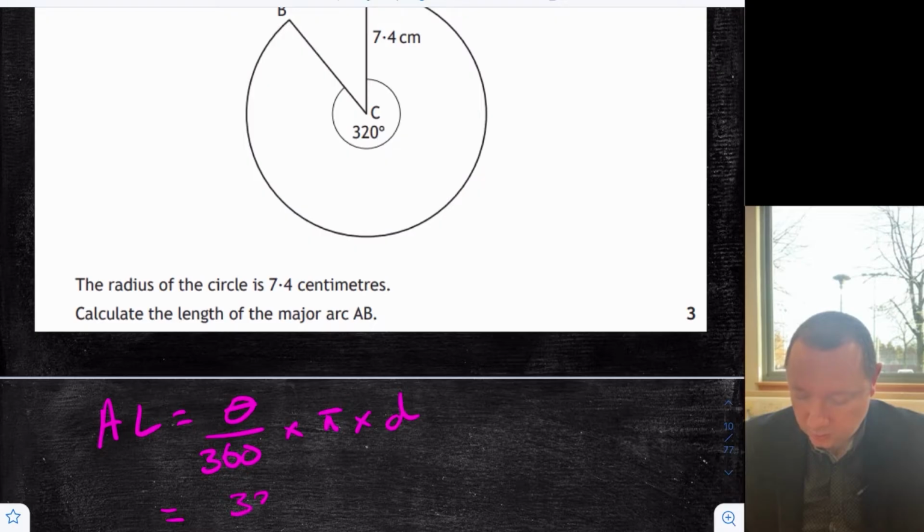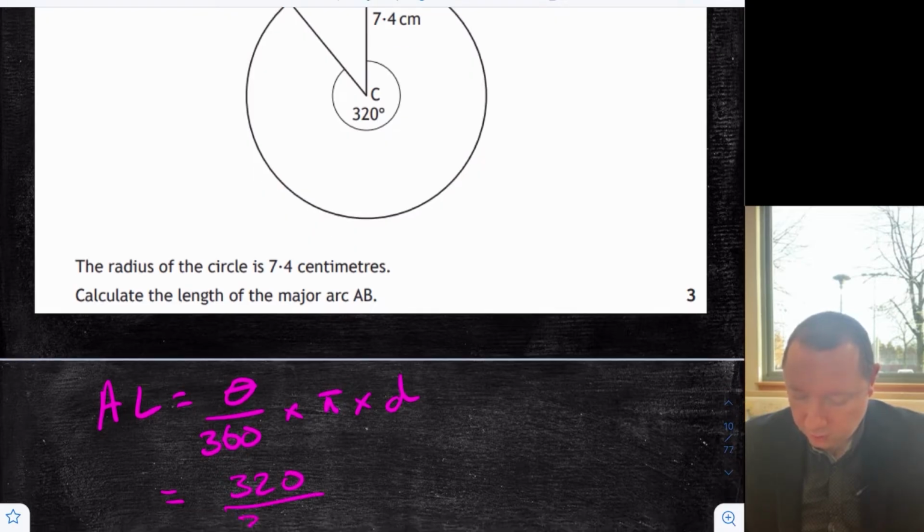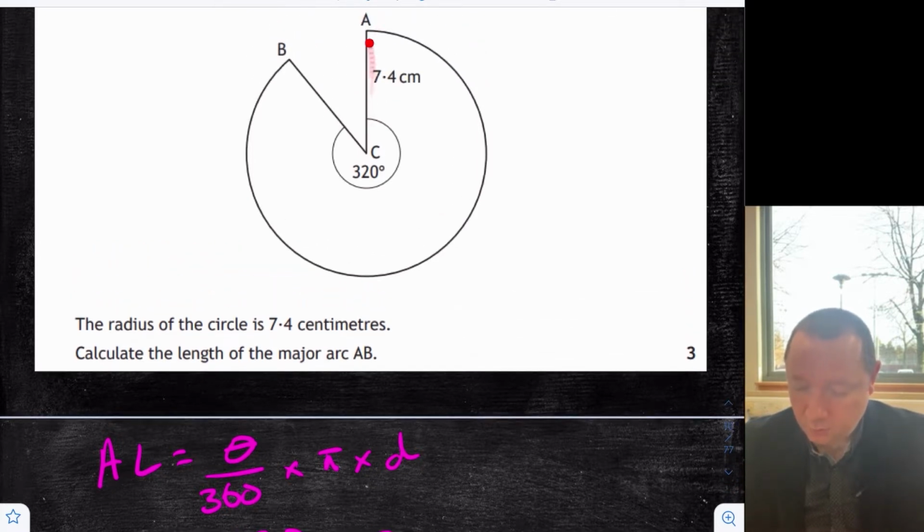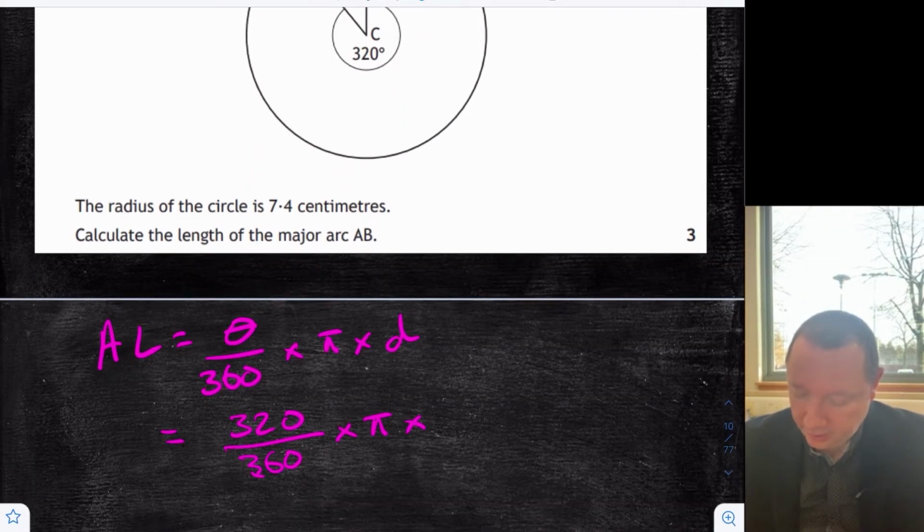Your angle is 320. We've got that over 360. And we're timesing by pi. And our diameter, well, it's told us 7.4. So we need to double that. So that is 14.8.